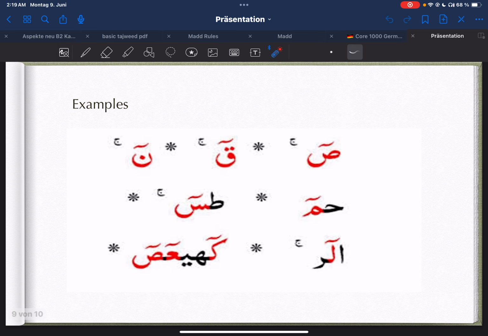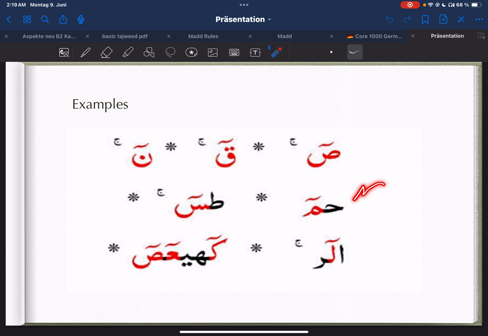Now let's practice the mad lazim. We will stretch by 6 harakat, 6 beats. Now let's start. صاد. قاف. نون.